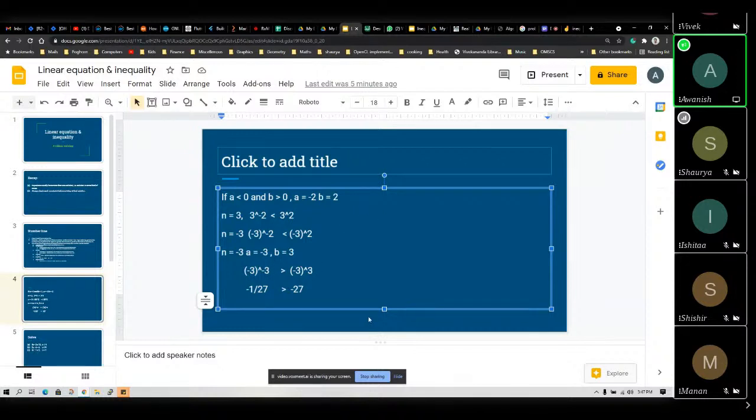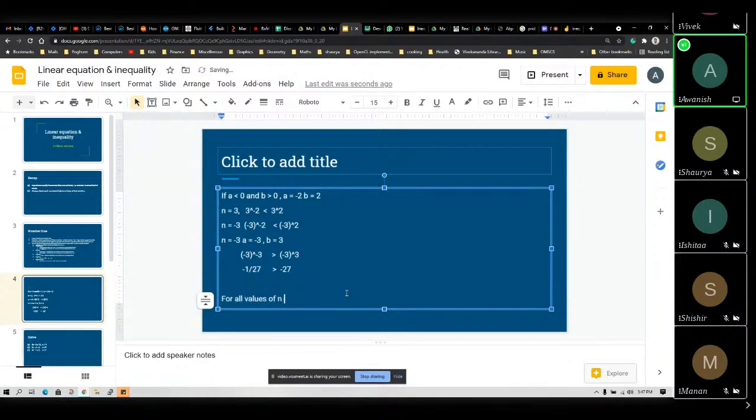Okay, so the task I'm asking of you is, for all values of n, a, b in the set -5, -4, -3, -2, -1, I'll skip 0, and then 1, 2, 3, 4, 5, can you create a table and find, when a is less than b, what happens to n raised to a and n raised to b?